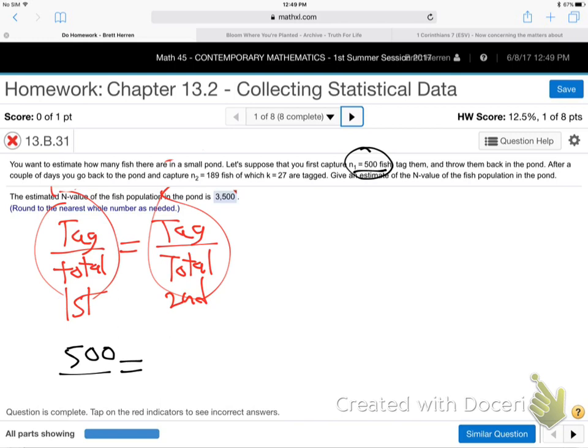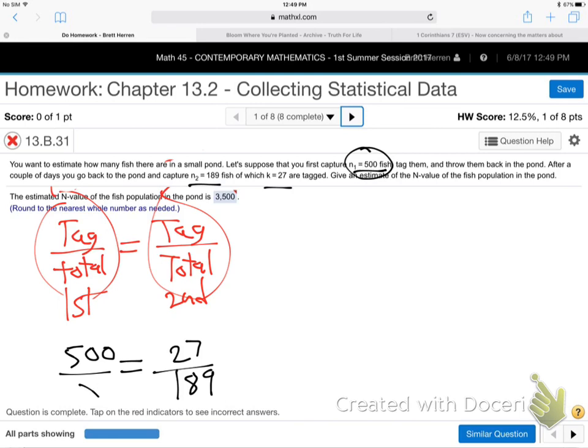After a couple days, you go back. You capture 189. 27 have tags. So 27 tagged out of 189 in the second catch. You seeing what I'm doing there? Is that okay?